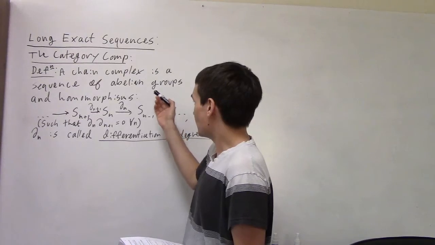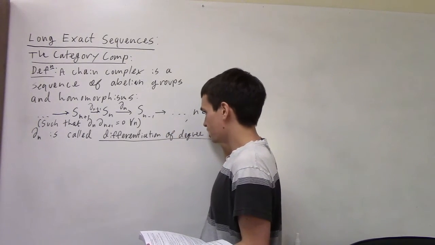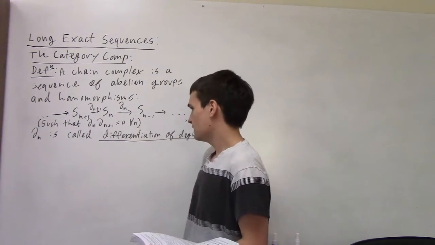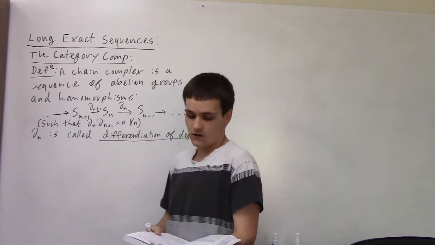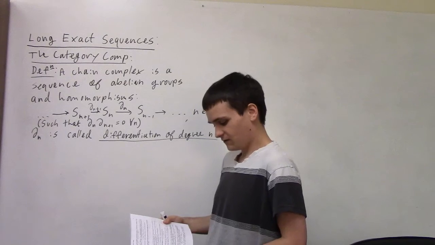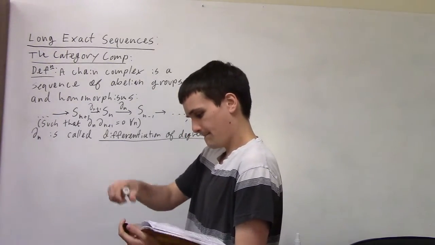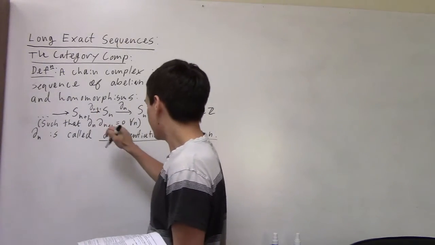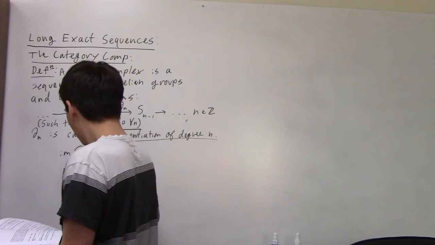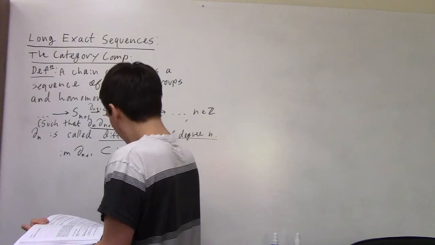But in general, a chain complex is a sequence of abelian groups and homomorphisms, like so, indexed by the integers, with these homomorphisms here that are called differentiation of degree n, such that essentially d squared is equal to 0 for all n. So the singular complex from chapter 4, of course, is an example of this. And as we continue on, we'll see a lot more examples. They also note that this condition here is equivalent to saying that the image of the n+1 differentiation is contained in the kernel of the nth differentiation.